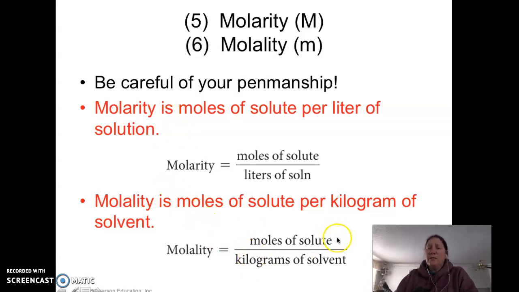Anyway, you find moles of solute and you change it to kilograms of solvent. And again, most of the time we measure with grams, so move the decimal over 3. So it's kind of the same process. And again, if you're talking about water, it's going to be the same number.